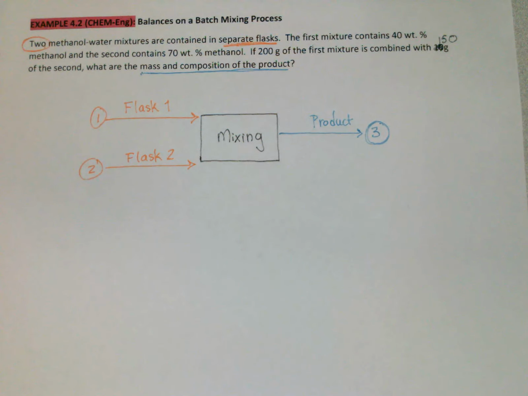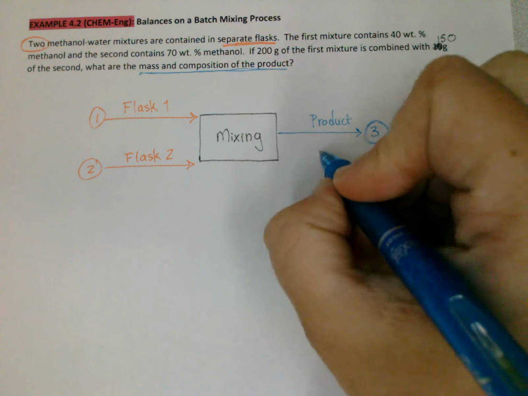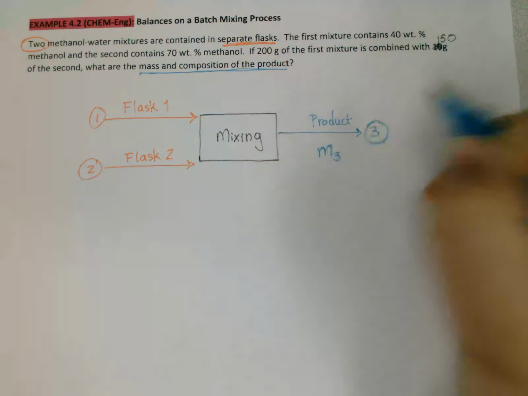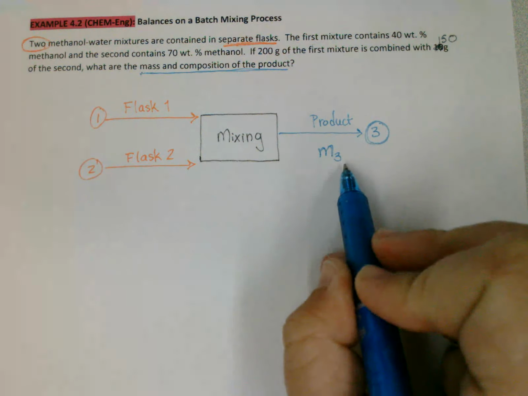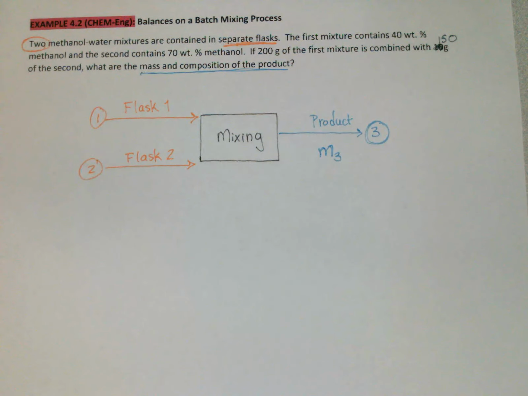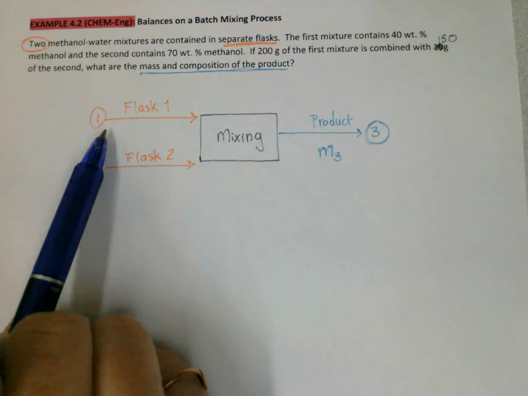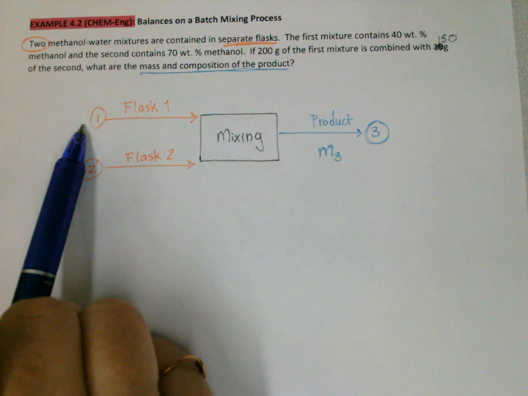All right, the next step is to think about what is actually in our inputs. We don't know what's in the output, so we're going to have to figure out what is the mass of the output. So that's going to be the mass of 3, right? Mass of the third stream. So that's one thing to think about. And then we need to think about what's going on in our inputs. So I'm going to use purple here to look at this first stream.